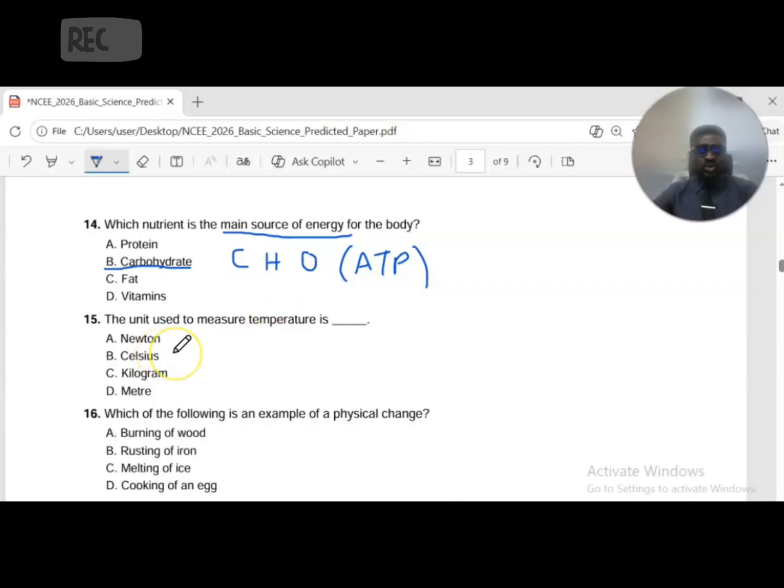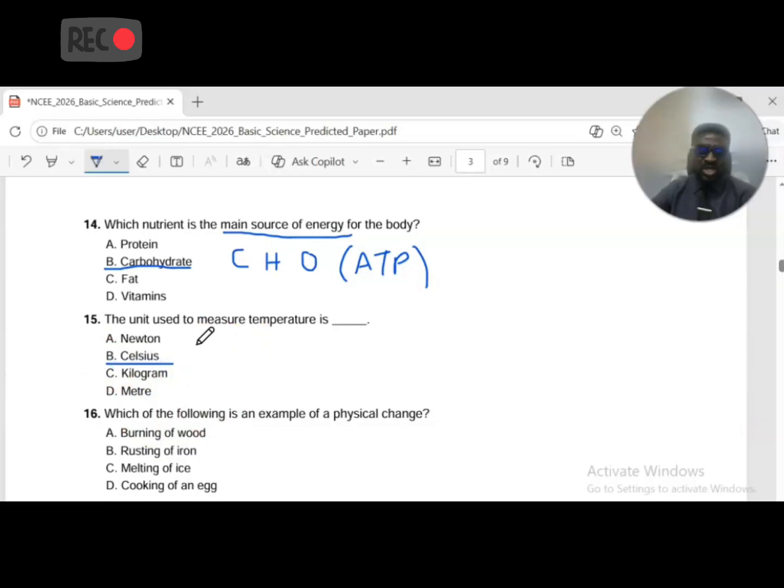Question 15 says the unit used to measure temperature is dash. This falls under fundamental units and fundamental quantities in science. Temperature can be defined as how hot or cold a body or an object is at a given time. So what unit is used to measure temperature? That is to say, when the instrument thermometer is used to measure temperature, in what unit can we measure temperature? Is it A, Newton, B, Celsius, C, kilogram, D, meter? What's the correct answer? The answer here for temperature is degrees Celsius.